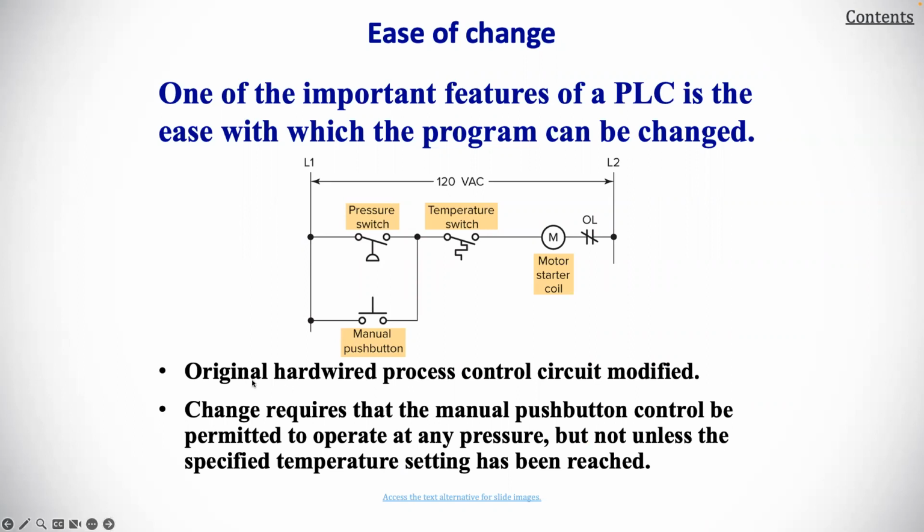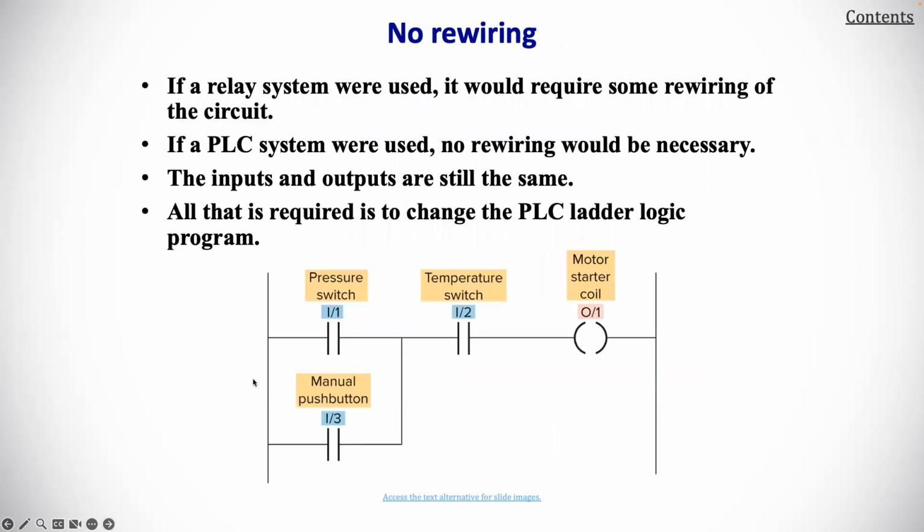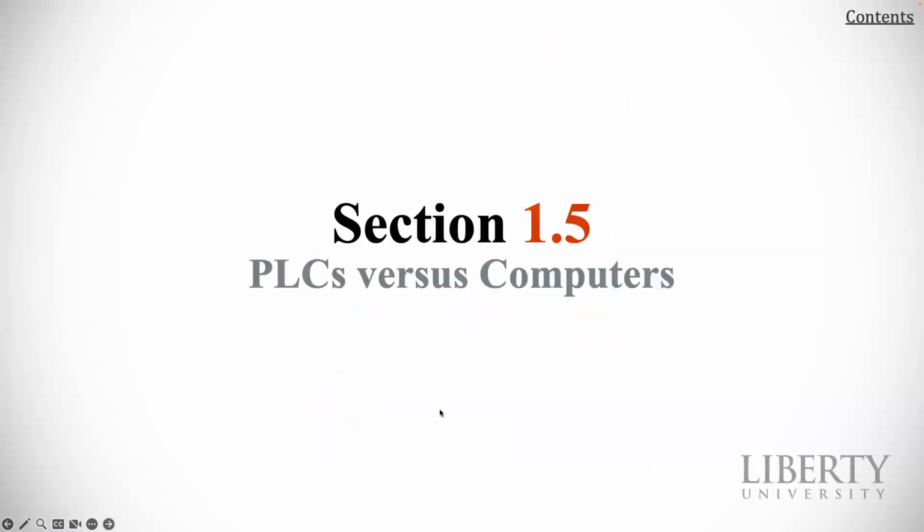So we have these kind of possibilities which you can be doing. There's no rewiring. That's a powerful thing. If a relay system were used, it would require some rewiring of the circuit. If a PLC system were used, no rewiring would be necessary. The inputs and outputs are still the same. All that is required is to change the PLC ladder logic program. And that's what we've been showing here at the bottom as we talk about these various things.